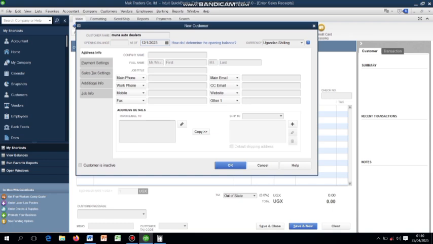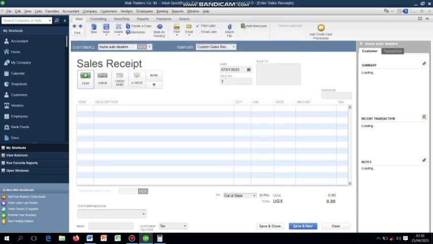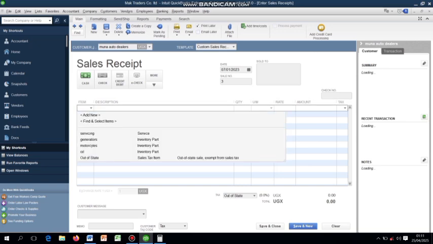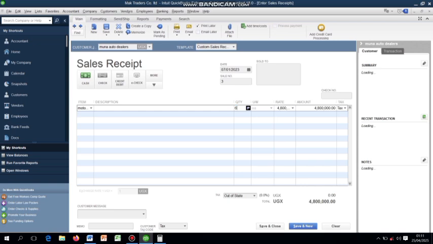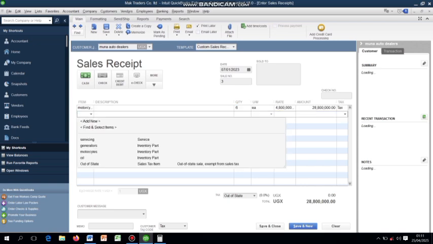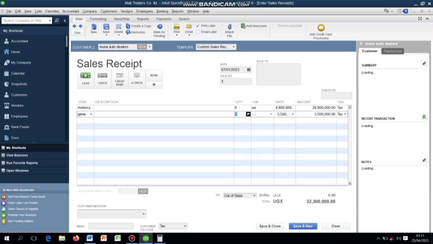Muna. It's okay. So he bought by cash. I sold 6 motorcycles. I come to motorcycles and write 6. Then another one is motorcycles and 2 generators. So I'll choose generators, and they are 2. Yes, to Muna Auto Dealers at 2% discount.